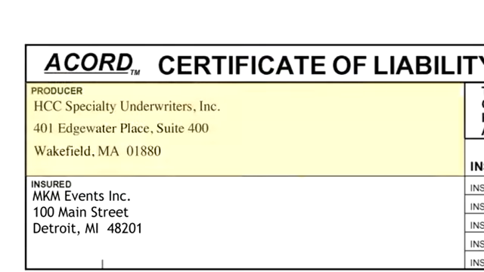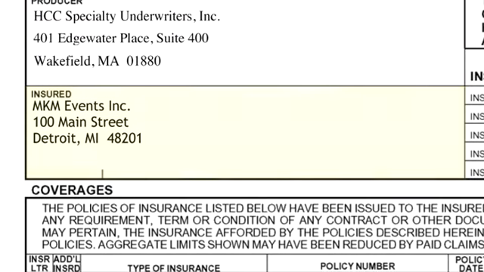The first section at the top is the broker or agent name. If you work with an insurance broker, that's going to have their information up there. If you work directly with an insurance company, their information could be listed there as well. Underneath that is the insured name and address. Like I said before, you're going to be the insured, the event organizer, the one purchasing the coverage. So your information will be there.